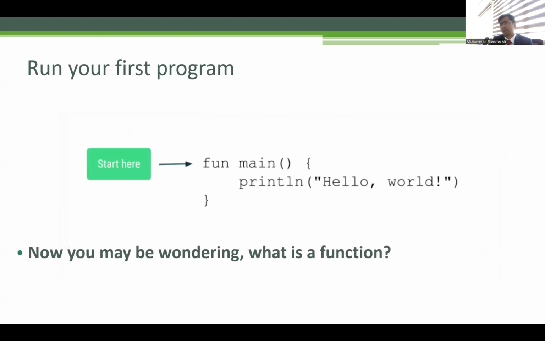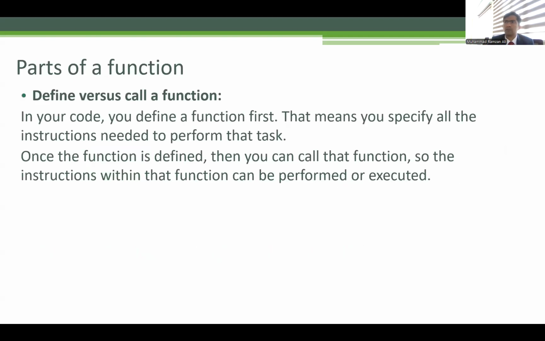Okay. So the next is, how does this work? A Kotlin program is required to have a main function that is mentioned in green. Look at that in the slide. So there is a main function, which is the specific place in your code where the program starts running. The main function is the entry point or starting point of the program. So now you are wondering what is a function? So let's talk about the next part, the function.